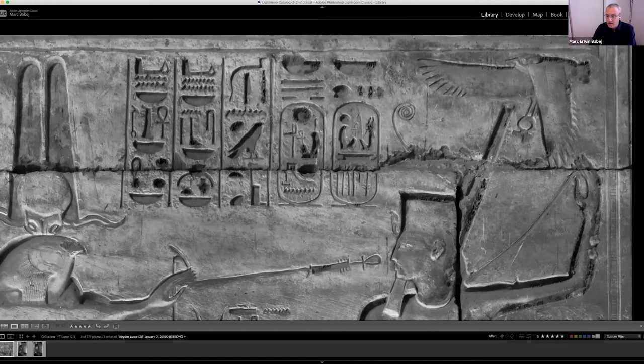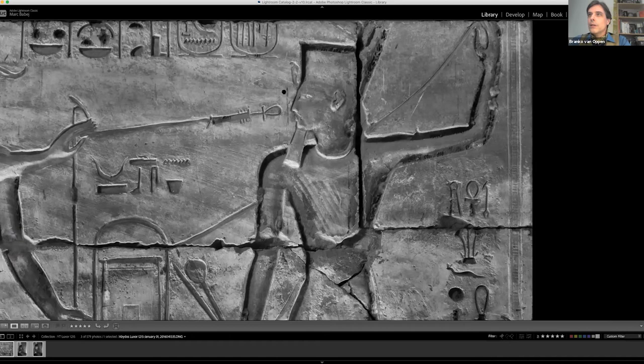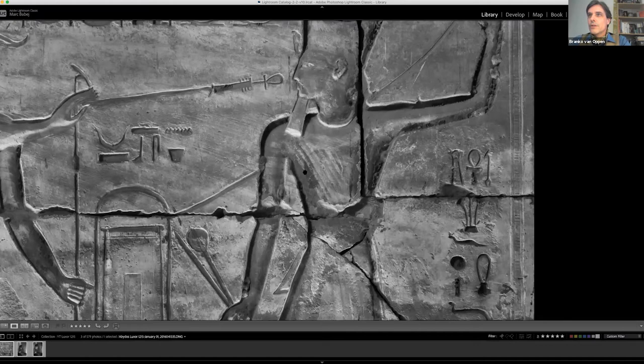We see it again here. Underneath the Ankh sign on the staff that the god holds in front of the pharaoh, there's also the djed pillar. So he is not only offering him life, he's also offering him endurance. In other words, immortality.